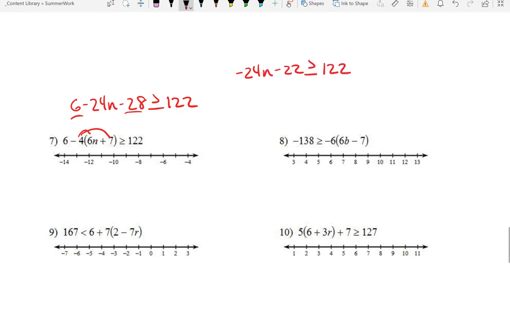122. Add 22 to both sides. Get negative 24n is greater than or equal to, what's that, 144. Then I'm going to divide by negative 24.